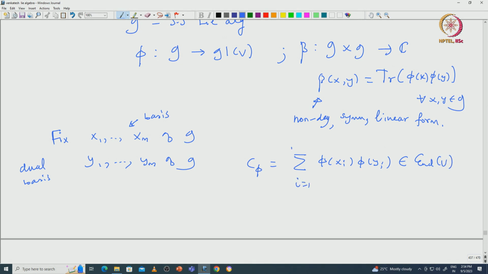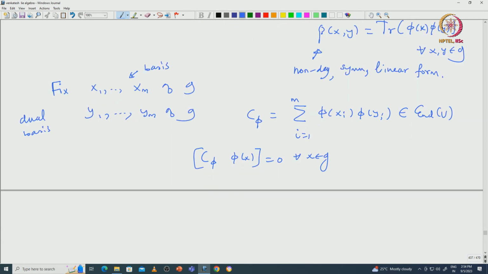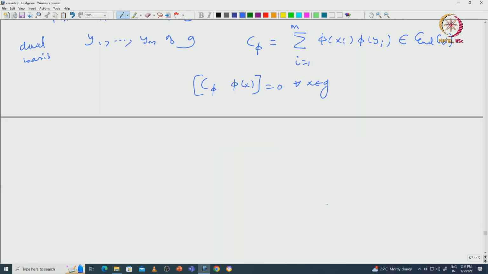Now, this element actually commutes with all elements pi of x, that is what we proved, for all x in G. In particular, the C pi defines a G-module homomorphism from V to V. Because of this definition of C pi, the trace of C pi is easy to compute: it is the summation of the trace of pi of xi times pi of yi, for i ranging from 1 to m.